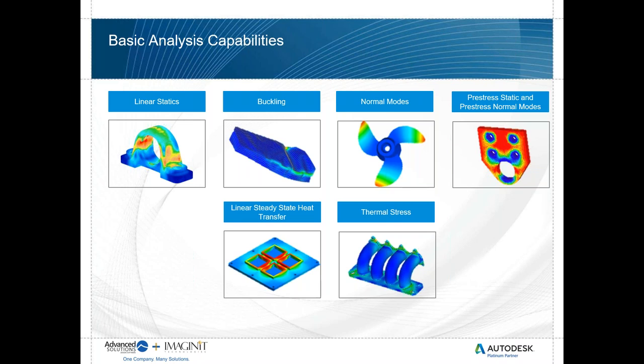Now, next, we have linear steady state heat transfer. So this is looking at heat and how heat is going to dissipate or transfer through the material. All right. The next one is thermal stress, where we're seeing how that heat applies stress to the part.